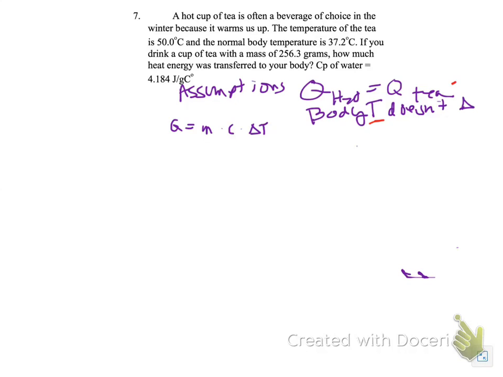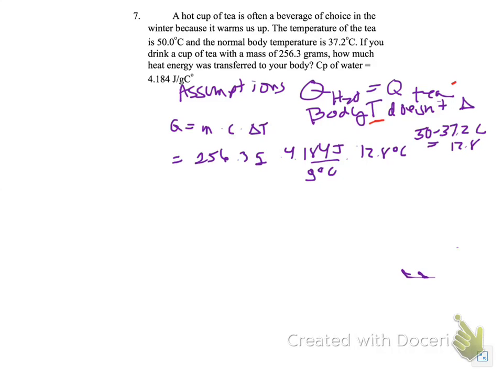So let's look at the Q for the tea then, which is also Q for water. I know my mass, I know my heat capacity, and if I subtract my temperatures, I get a difference in temperature of 12.8 degrees. I multiply that out, and I get 13,700 joules, or 13.7 kilojoules. Alright, let's take a look at the next one.